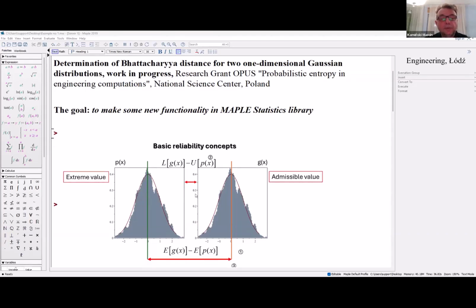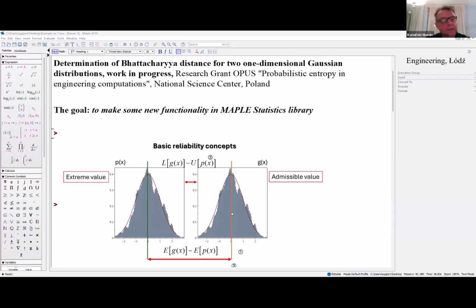If you have, for instance, two different distributions, one of them would be called provisionally extreme value or extreme state of some engineering system, and the opposite would be admissible state of that system. We are not specifically interested in a difference between two expectations of these two distributions, whose histograms have been, by the way, generated in Maple. We would be interested in some general measure.